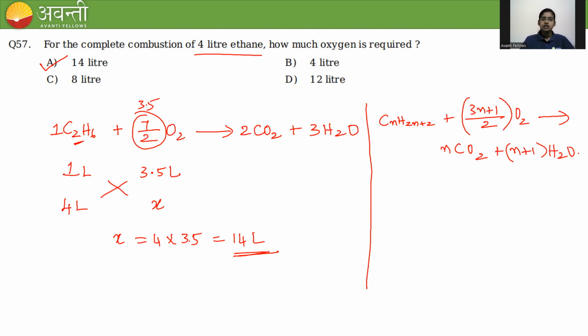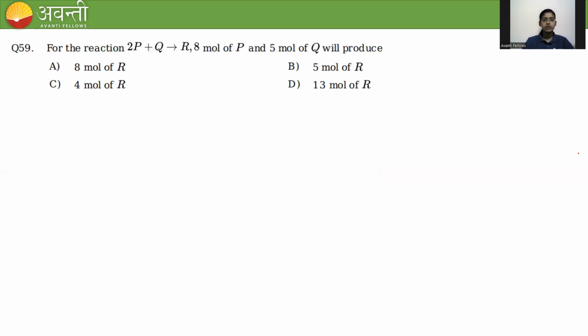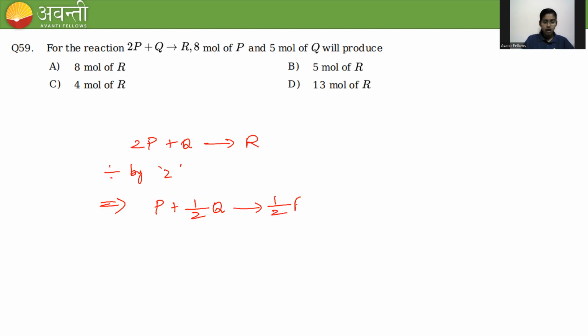Okay, good. Now moving on to question number 59. For the reaction 2P plus Q giving R, 8 moles of P and 5 mole of Q will produce. So the given equation is 2P plus Q is giving R. Okay, so let me divide this equation by 2. So if I divide this equation by 2, I will get P plus half Q will give half R.